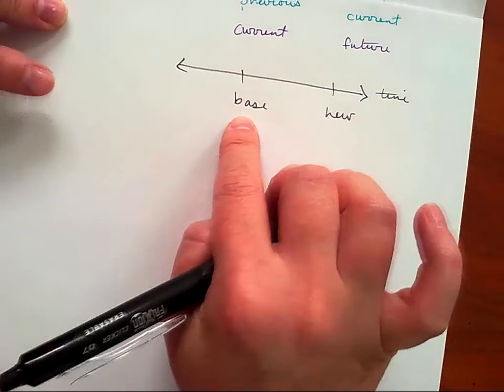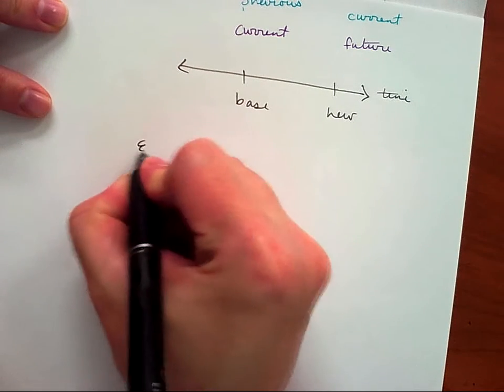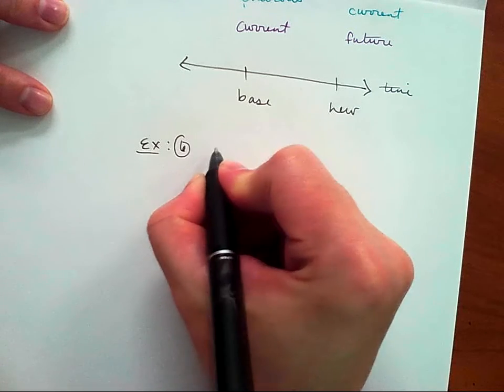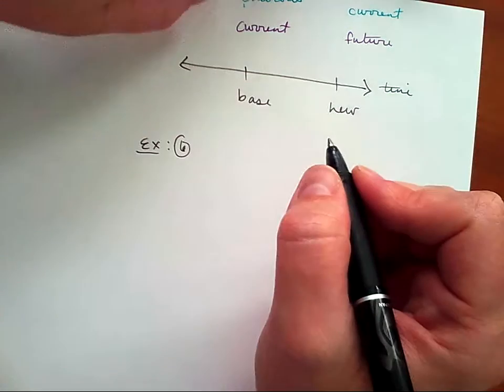So base amount is previous amount. Okay, so let's do an example. This is example 6. A lot of these are going to be word problems, so get ready for it.